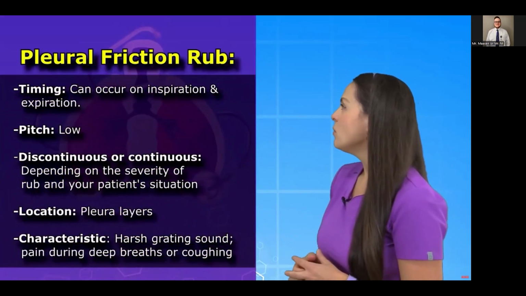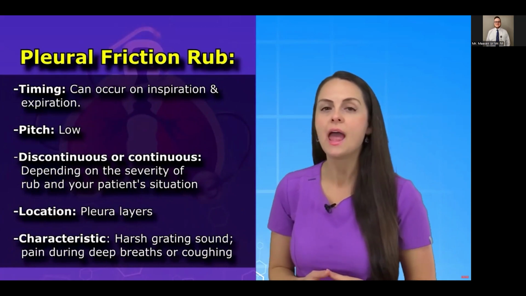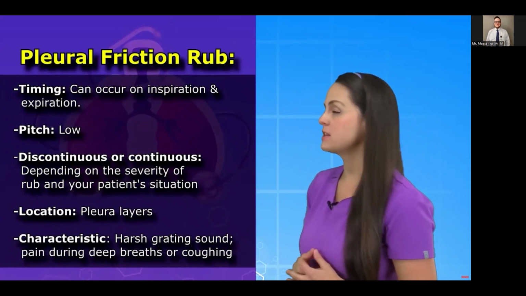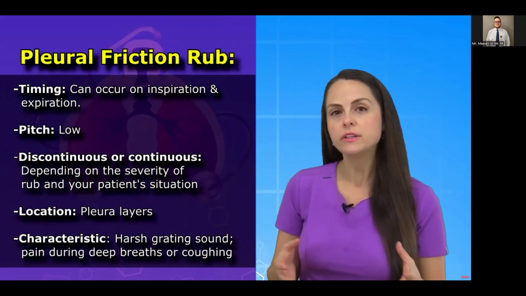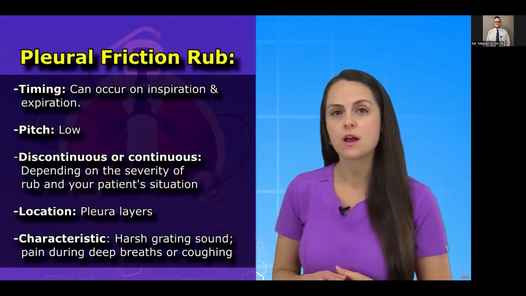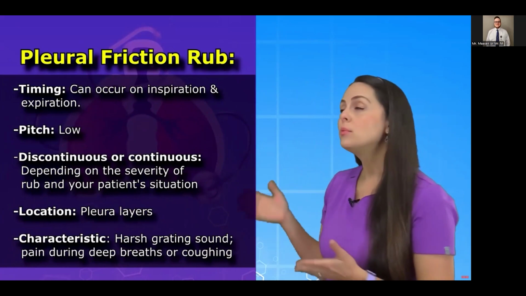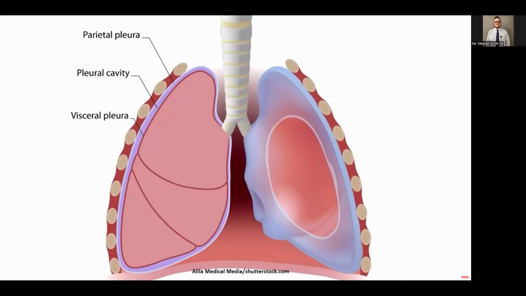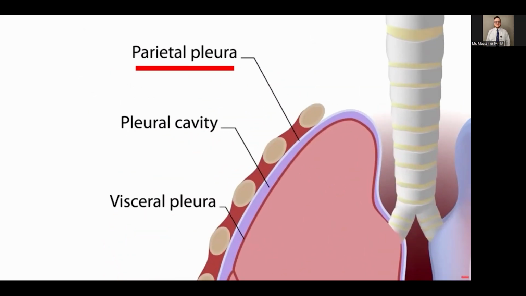Now, how do you know that you're hearing a pleural friction rub? Well, you want to pay attention to the timing. With pleural friction rubs, they can occur on inspiration and expiration, and they're going to have a low pitch to them. In addition, they can be discontinuous or continuous. It really depends on the severity of the rub and what's going on with your patient. And it's located in the pleural layer, which are the layers that surround your lungs, which is made up of the visceral pleura and the parietal pleura.